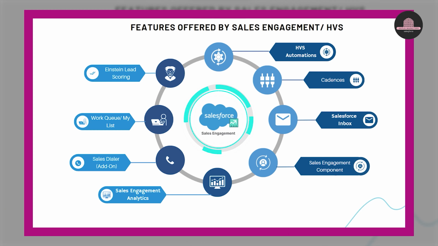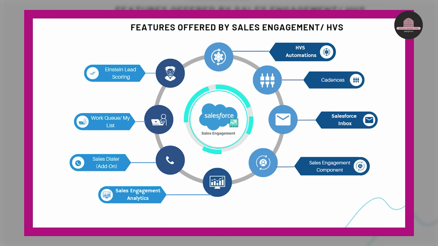Then we have Einstein lead scoring. This feature is backed by Salesforce AI and ML technology, and it ensures that you are not spending your time on lead prioritization while you have a lot of work to do. Einstein lead scoring evaluates your org's historical lead data and the behavior of your leads and provides you a lead score on the basis of which you can decide and prioritize the leads.